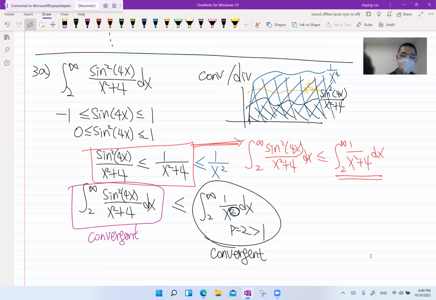So again, for the comparison test, generally speaking, if you have sine or cosine, try to use the fact that sine is from -1 to 1. If you have a fraction with multiple terms in the denominator, try to drop one term in the denominator to get a new function. Or if you have multiple terms in the numerator, try dropping one term in the numerator.